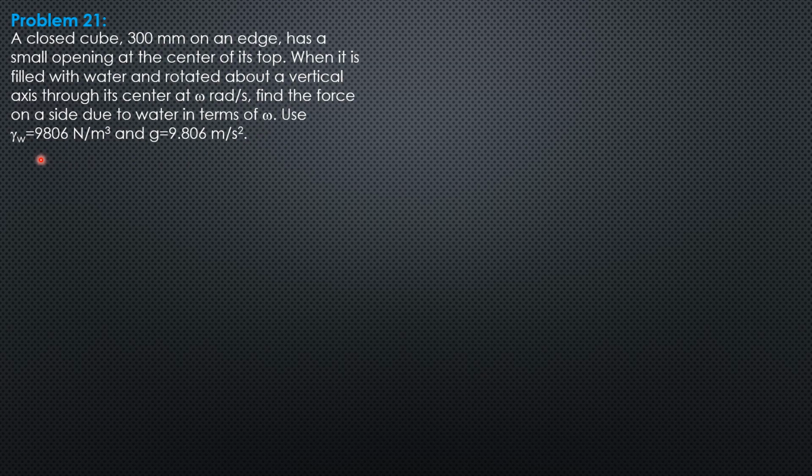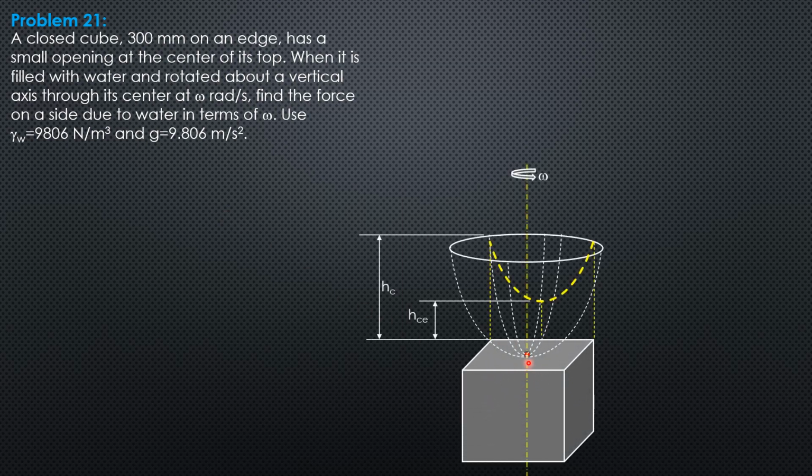Use specific weight of water 9,806 newtons per cubic meter and the pull of gravity 9.826 meters per second square. So to help analyze the situation, let's draw the cube. Take note there is a small opening at the center, so therefore the vortex of the imaginary paraboloid will form at the center. But we are talking here about the side, one side of the cube.